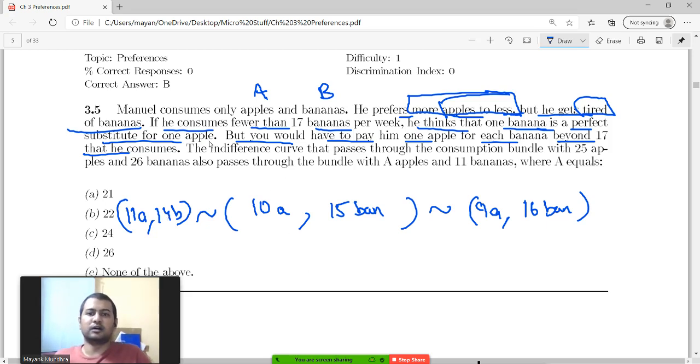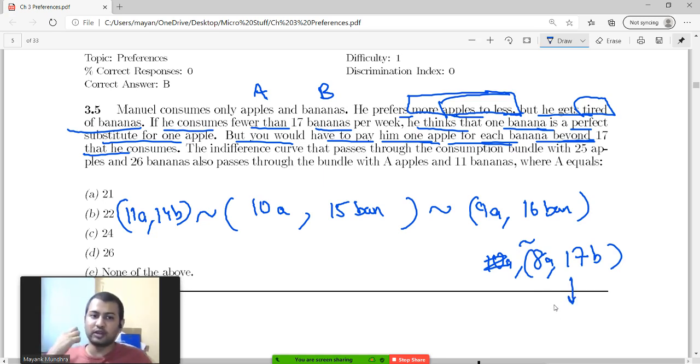But you would have to pay him one apple for each banana beyond 17. So if you cross 17, this would also be indifferent to 10 apples, so 8 apples and 17 bananas. But if you want to go beyond that, you have to give him one extra apple in order to feed him one more banana. So then this would be indifferent to 9 apples and 18 bananas. Okay, so that's the idea. 17 से ज़्यादा अगर bananas खिलाने उसको, तो तुमको उसको apples से compensate करना पड़ेगा. You'll have to compensate this guy with apples.